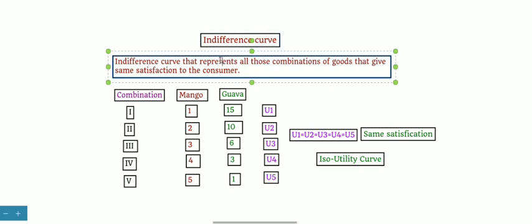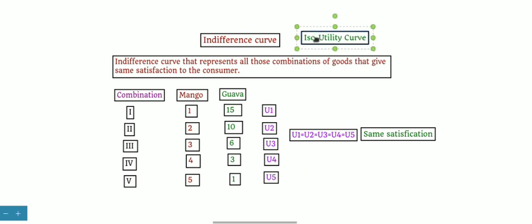That is, it represents all those combinations that give the same satisfaction to the consumer, either 1 and 15, 2 and 10, 3 and 6, 4 and 3, or 5 and 1. All these 5 combinations will give him the same satisfaction. That is why it is also known as the ISO utility curve. ISO means same, and utility means satisfaction. Same satisfaction curve. So it is also known as the ISO utility curve.